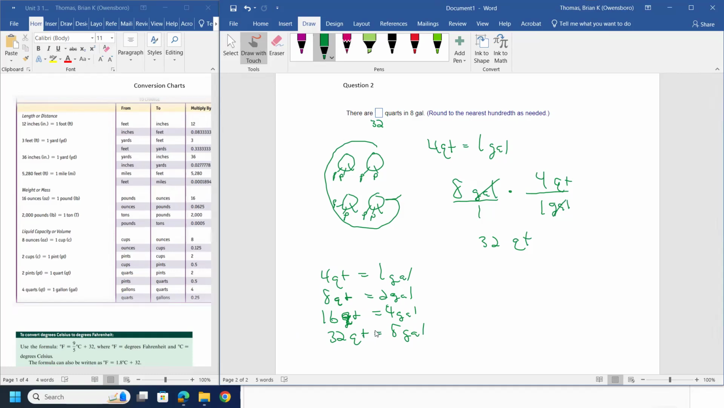So there are several ways to approach this. One of the more organized ways is just to use a unit ratio.